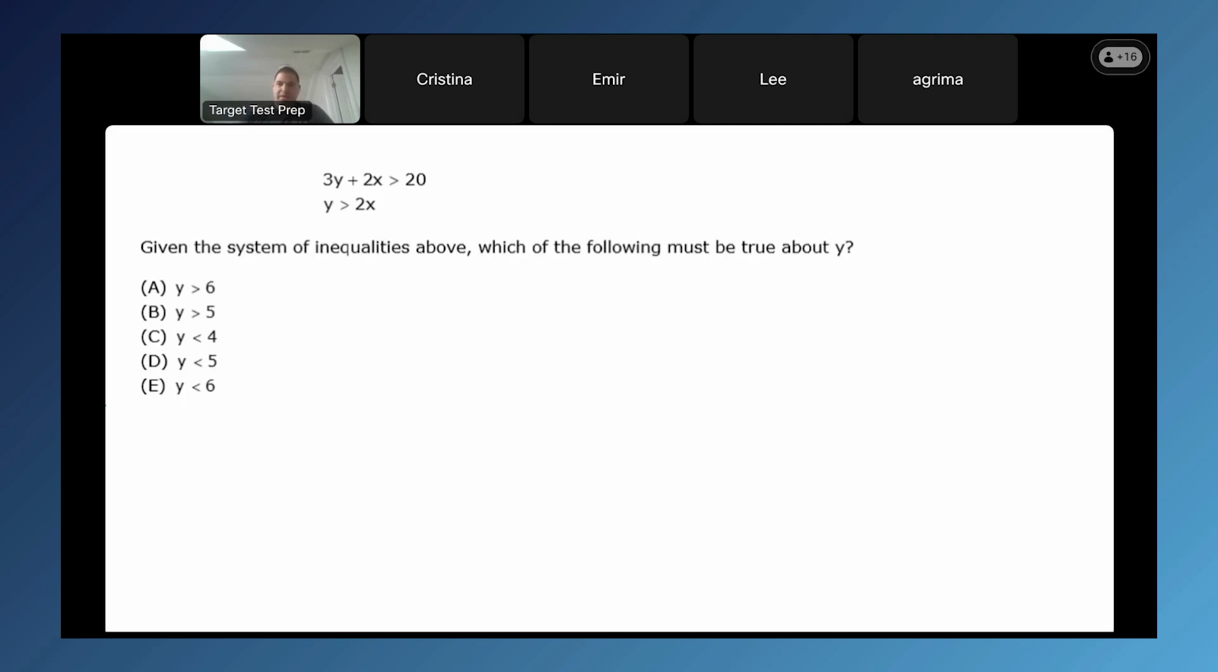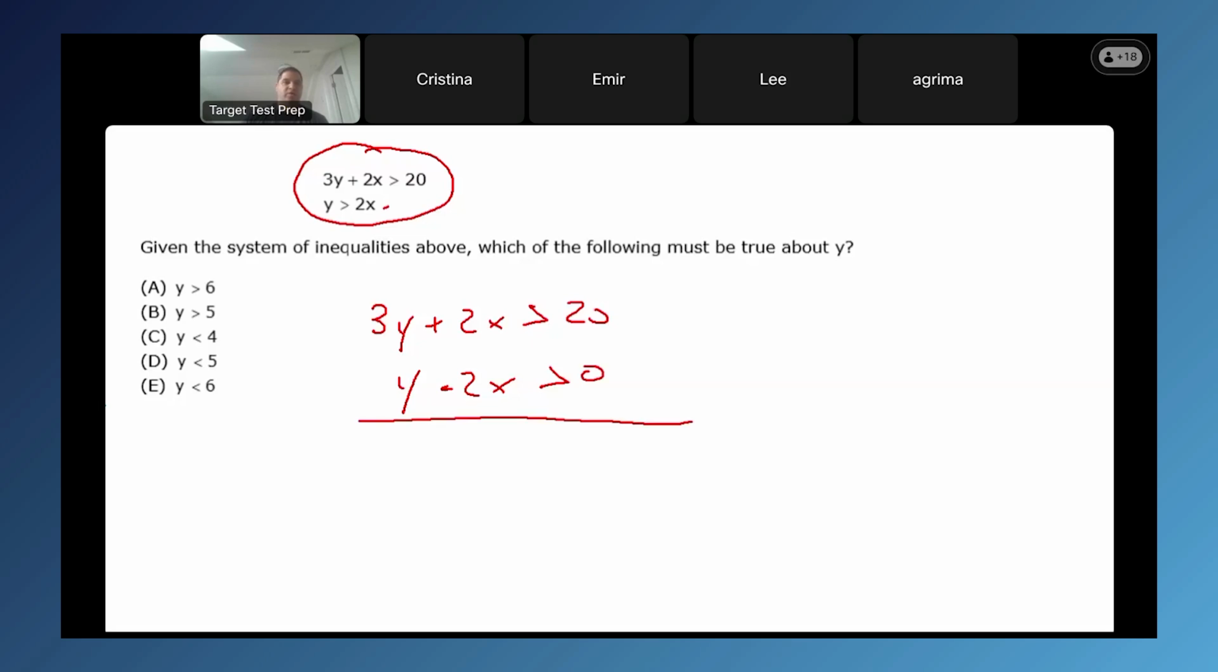I'm guessing you were, based on my precursor to what was going on here. So yeah, it's just like adding equations, right? Now, of course, you can manipulate first. So if you have 3y plus 2x is greater than 20, you can keep that there, but you can also say that y minus 2x, you're allowed to do that, is greater than 0. So when you add these together, you'll notice the 2x's go away, 4y is greater than 20, so y is greater than 5.